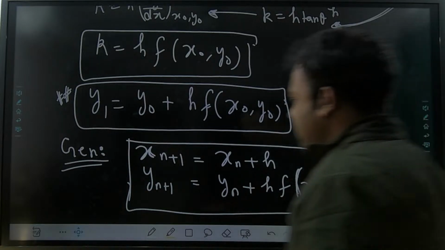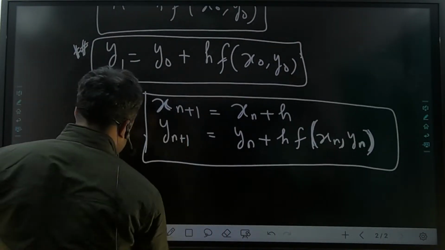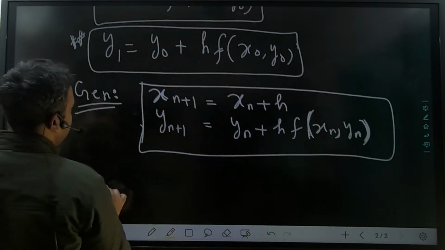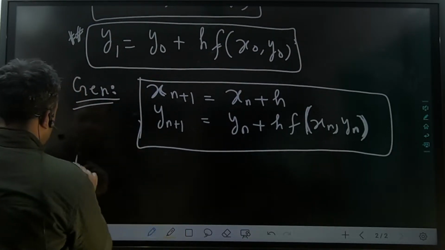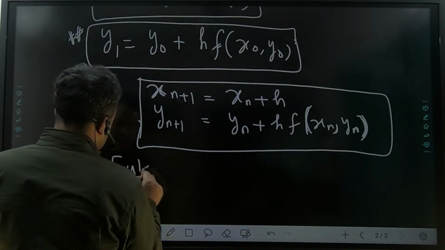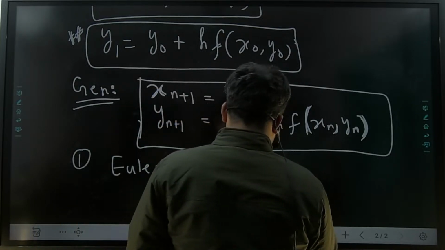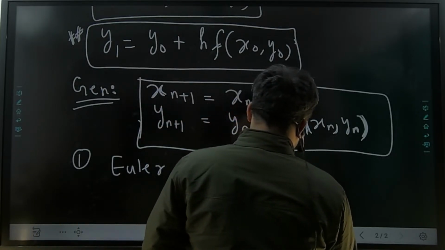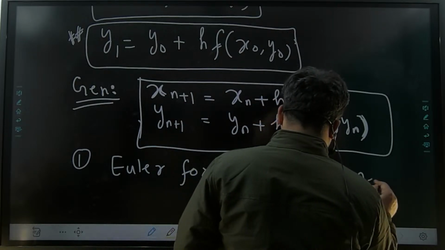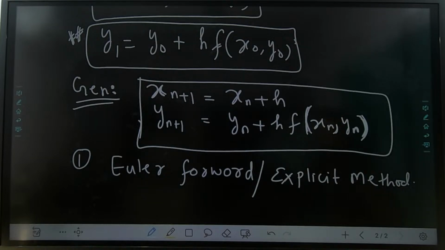So with this regard, we have so many ways to calculate the solution. The first method is this, and this is the base method. This is a very basic fundamental method we are discussing. And this method is also called the Euler forward method or explicit method. Euler forward method or Euler explicit method, forward explicit method.